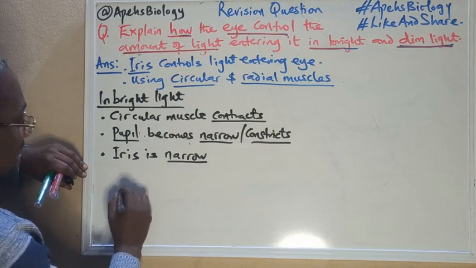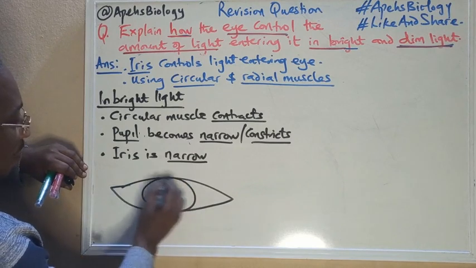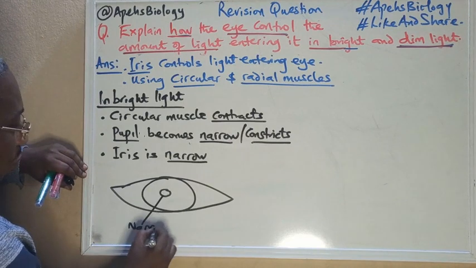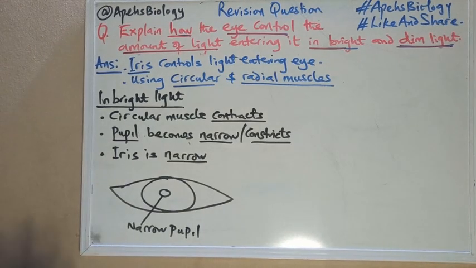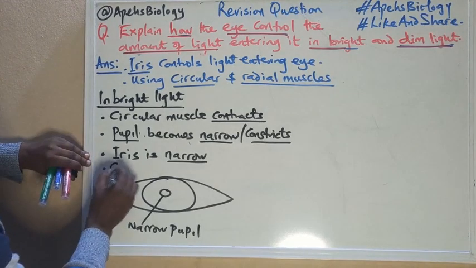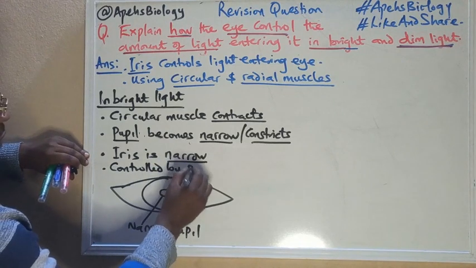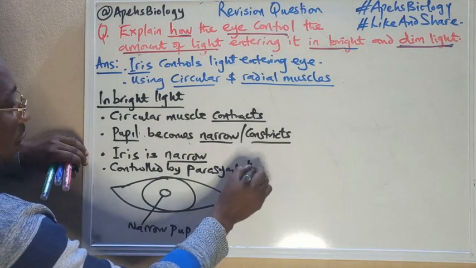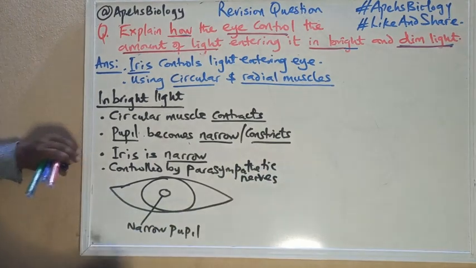Then what happened now? The diagram of the eye now appears like this. To have this as the eye, you now see this is our narrow pupil to control the amount of light entering the eye in the case of bright light. And do not forget that this is controlled by what is called the parasympathetic nerves. All right? That is for that.